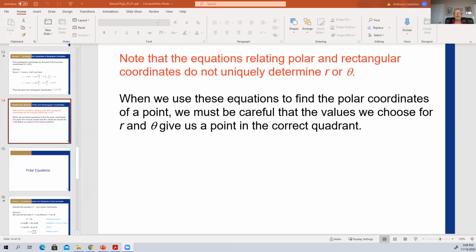So that'll end the first of, I think, probably 2 recorded lectures for section 5.1, which is the introduction of polar coordinate systems.